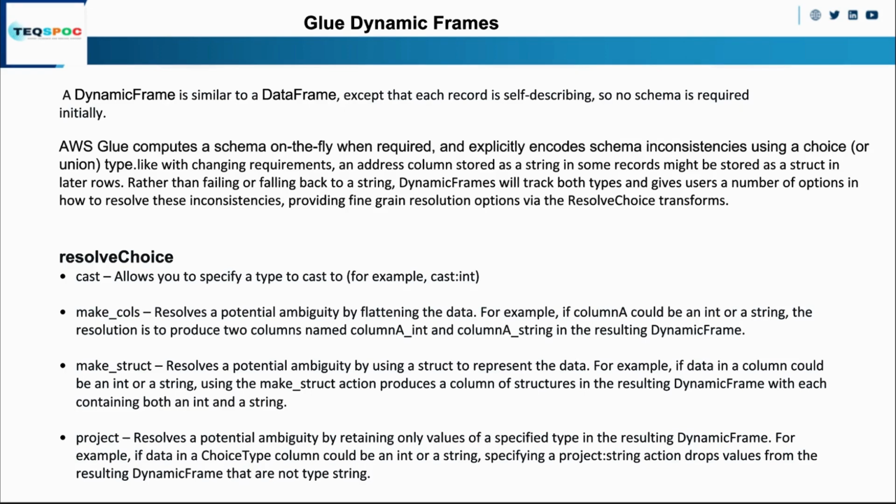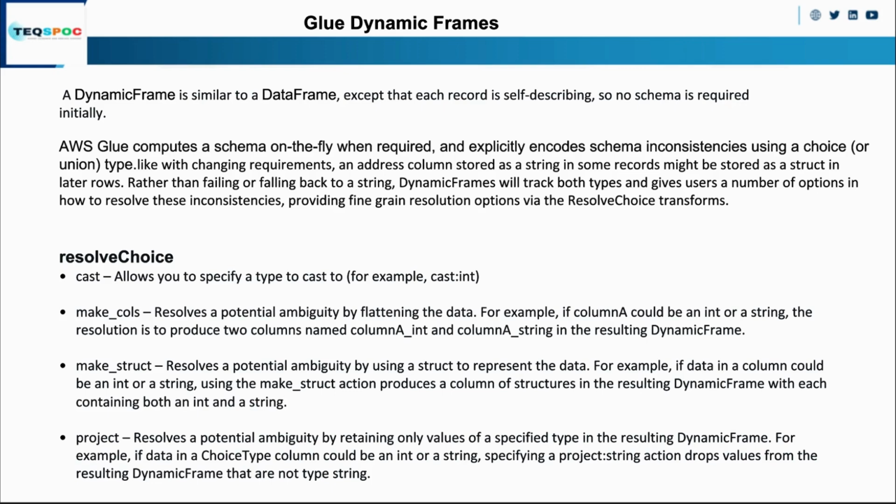Now, coming to make_struct, it resolves a potential ambiguity by using a struct to represent the data. For example, if data in a column could be an int or string, using the make_struct action produces a column of structures in the resulting dynamic frame which contain both int and string. So this means it will simply create a JSON formatted dictionary, that is the struct column, and it will have both the integers and the strings. Where the integer is applicable, only integers will be there. Where the strings are applicable, only strings will be there.